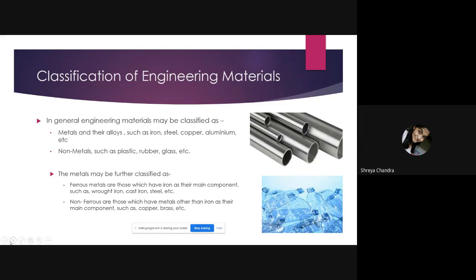Now, metals are further classified into two types, that is, ferrous metals and non-ferrous metals. So, what is ferrous metal? Ferrous metals are those metals which have their main component as iron, and non-ferrous metals are those metals which have their main component other than iron. Some examples of ferrous metals are carbon steel, cast iron, wrought iron, etc. And some non-ferrous metals are aluminum, tin, and so on.